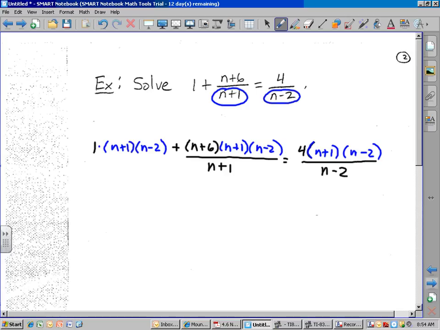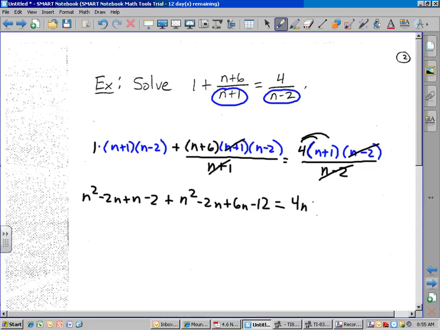All right, we can cancel out the n plus 1, cancel out the n minus 2. So we've eliminated the bottoms. We can start cleaning this up now. We're going to FOIL the first two here. So we have n squared minus 2n plus n minus 2. FOIL the n plus 6 and the n minus 2. So we have n squared minus 2n plus 6n minus 12. And on the right, we can distribute the 4. So 4n plus 4.